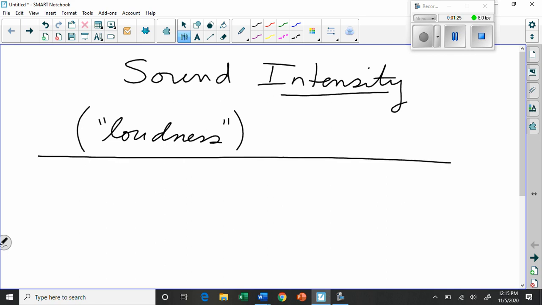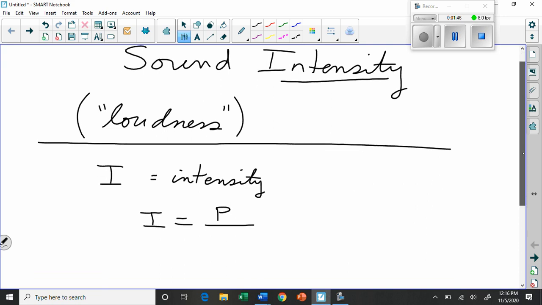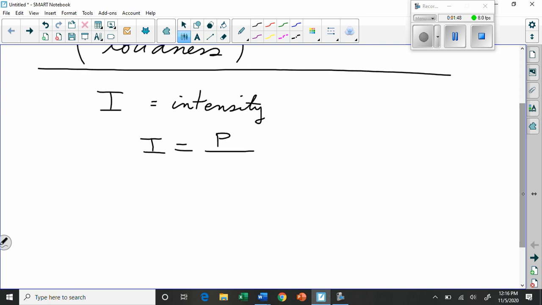So sound intensity, the loudness of a sound. We use the letter I for intensity. And what we're really describing is that I is the power involved in a vibration. So remember what power is: it's the work or energy change over a certain amount of time.